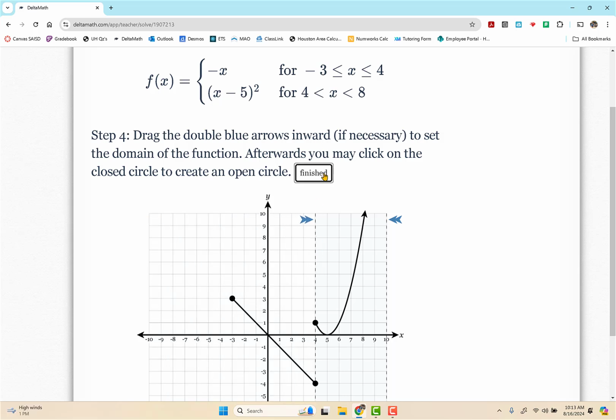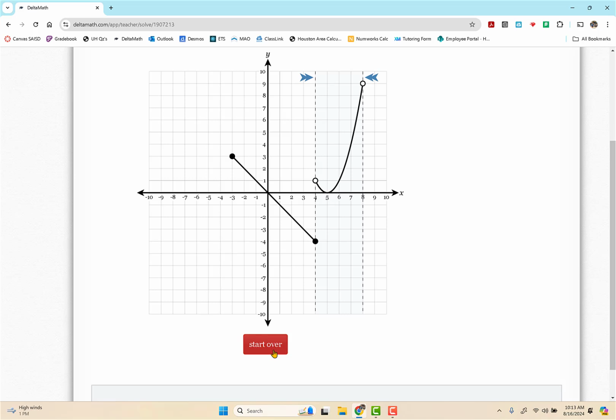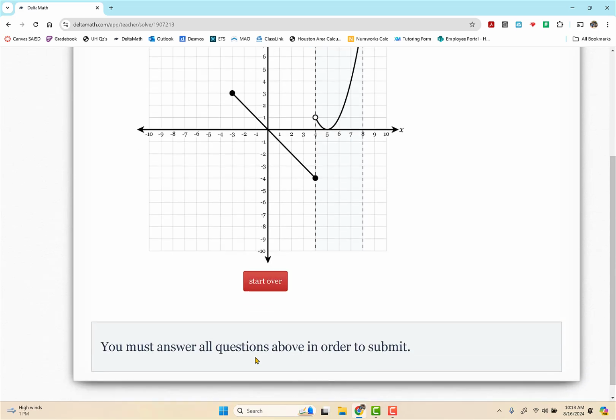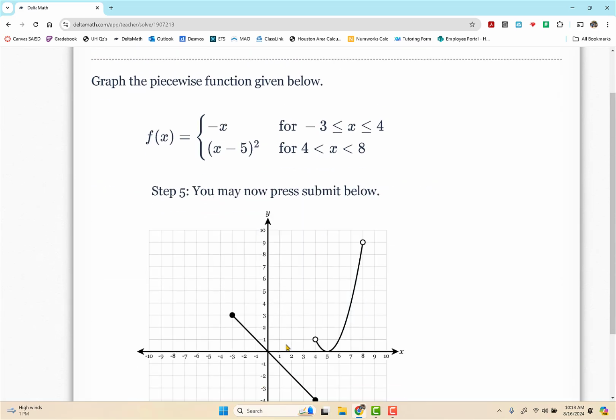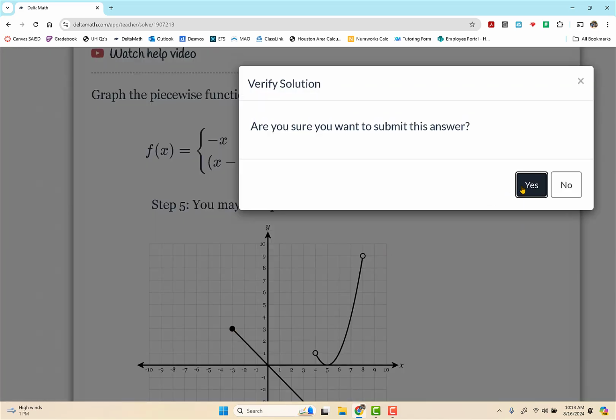See? And then I'm going to, it's an open circle, so I'm going to go all the way to 8 and an open circle at 8 as well. So 8 and an open circle. I think we're good. I'm going to push, don't push that one because that says start over. Push finished. And then let's see, submit. And let's see what we get.